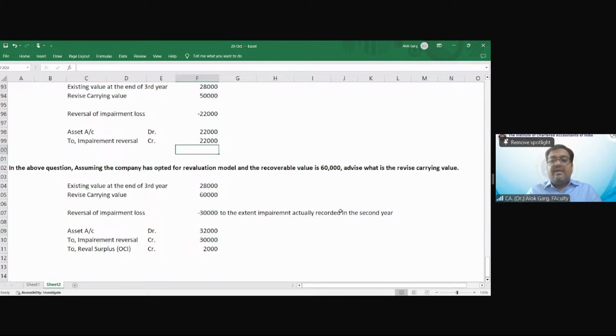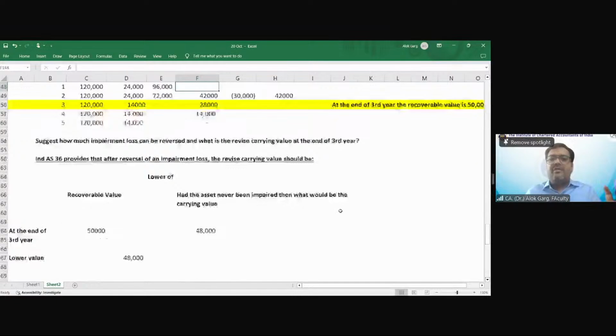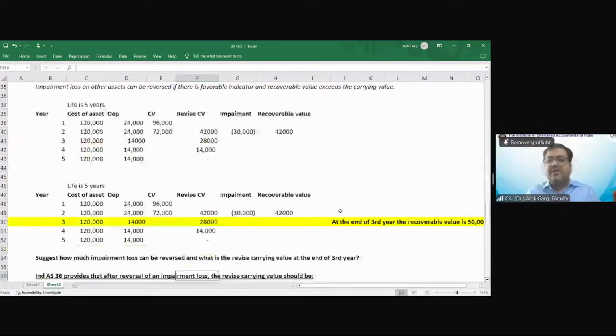माय डियर स्टूडेंट्स, अगर आप ये सारे कॉन्सेप्ट्स को समझ पा रहे हो और कोई प्रॉब्लम नहीं इन कॉन्सेप्ट में, these are very simple straightforward concepts. The only thing is, instead of only using your mind, you have to use your heart also, right? This is what the standard talks about. Reversal of impairment loss. Your impairment loss will always be reversed to the extent of what? Lower of your recoverable value and what would have been the carrying value had this asset never been impaired. उसमें से जो भी लोअर होगा वो रिवाइज कैरिंग वैल्यू होगी.